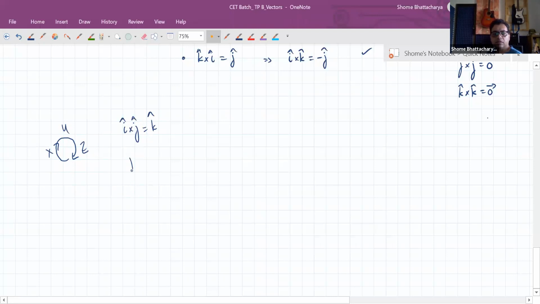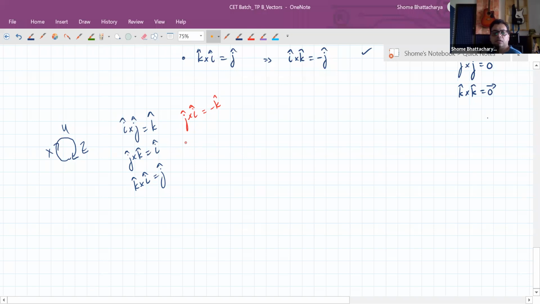Similarly, if I take j cross k, again I'm going from one direction to the other, but in the positive sense. So it will give me plus i cap. And going from z to x, so k cap cross i cap will give me the third unit vector, but with a positive sign because I'm going along the arrows. But the moment I go opposite to the arrow, like if I take j cross i, now I'm going in the opposite sense, so I will get k cap with a minus sign.